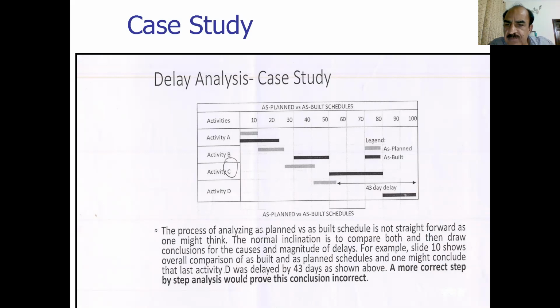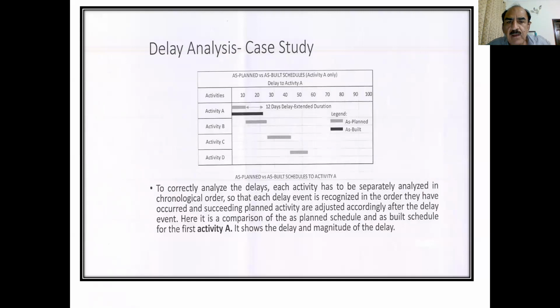But now the question is whether this assumption is correct or not, because based on the last activity of the plan, we measured that the delay is something like 43 days. But when we move forward in the remaining slides, you would see that this assumption is not correct. Now you see this. As a matter of fact, the activity A, which was supposed to be completed by the end of the 10th day, was completed at the end of the 22nd day, and this created a delay of 12 days.